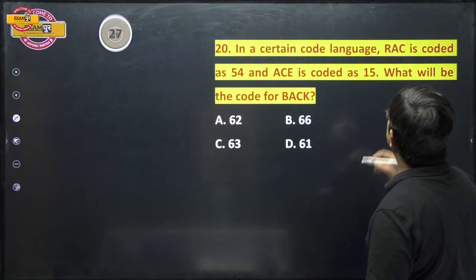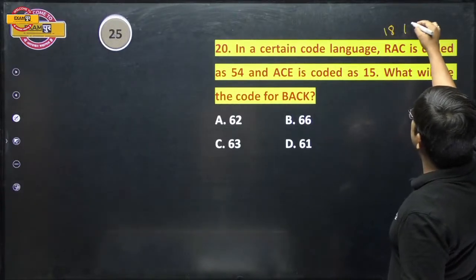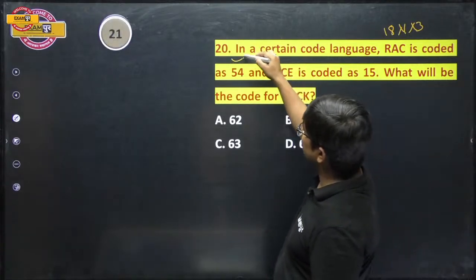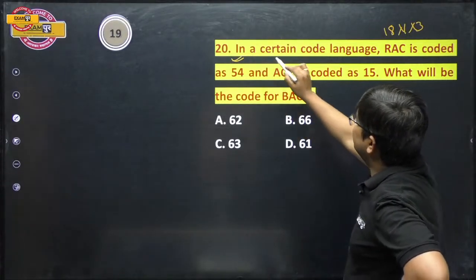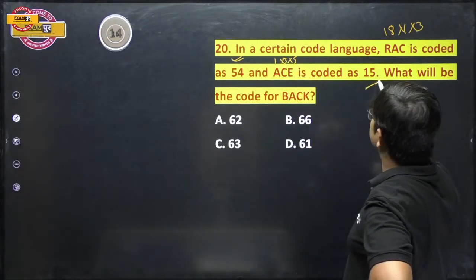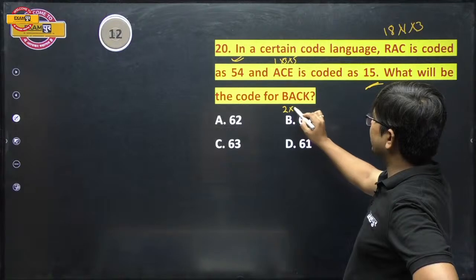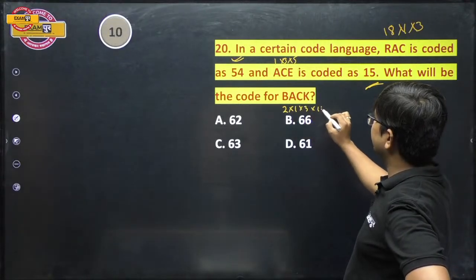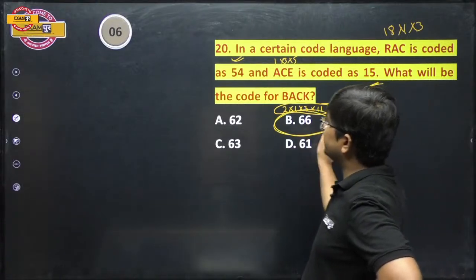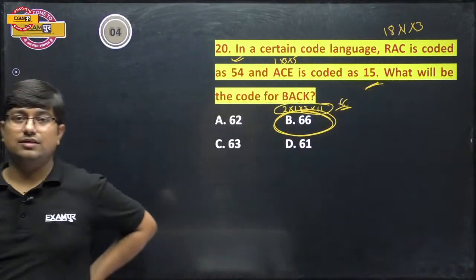RAC. R's position is 18, A's position 1, C's position 3, and when you multiply them, you will be getting 54. Similarly, A's position 1, C 3, E 5, when you multiply them, you will be getting 15. Similarly, B 2, A 1, C 3, and K 11. It is 66. Answer is option number B, 66.